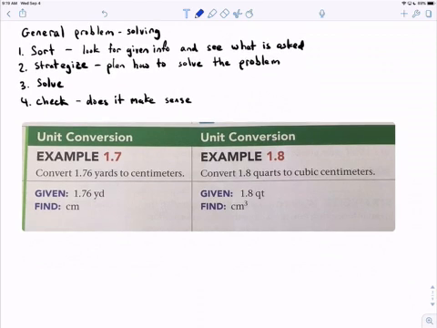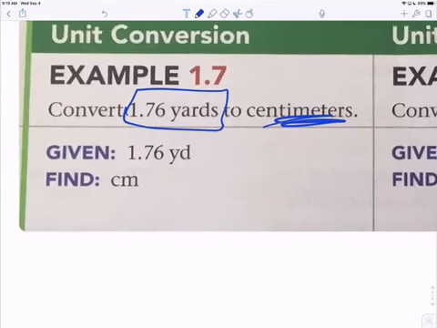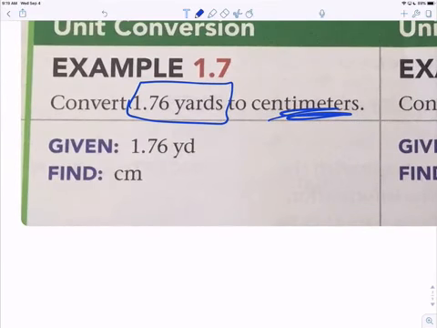So here's 2 examples. And I would solve it differently than the book does. I remember this one. So convert 1.76 yards to centimeters. So you're sorting. What do we know? We know that we have 1.76 yards, and we need to go to centimeters. So how do we solve this problem? Well, obviously somehow we have to convert between yards and centimeters. So we got to look up the conversion.